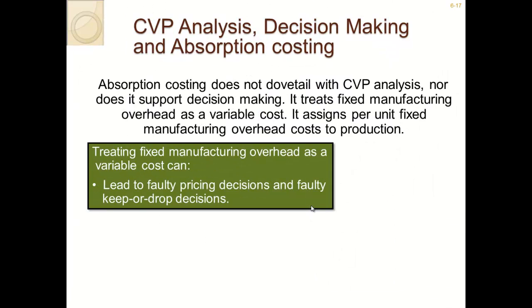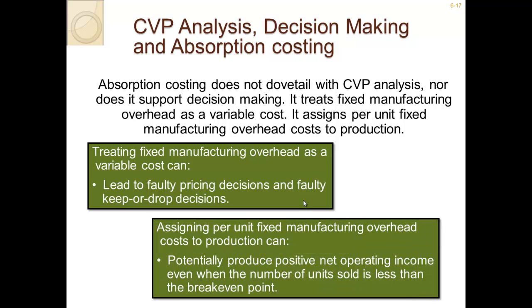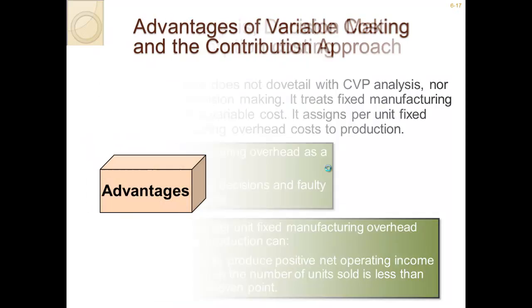Absorption costing doesn't dovetail well with the cost volume profit analysis that we learned in the previous chapter. And it doesn't support decision-making ability, because by taking a fixed manufacturing overhead cost and dividing it and making it variable, potentially we could produce positive net operating income even when the number of units sold is less than the break-even point. And it can lead to faulty pricing decisions, whether we keep or drop a product. So it's not a good idea internally for decision making to include fixed manufacturing overhead in your product cost.